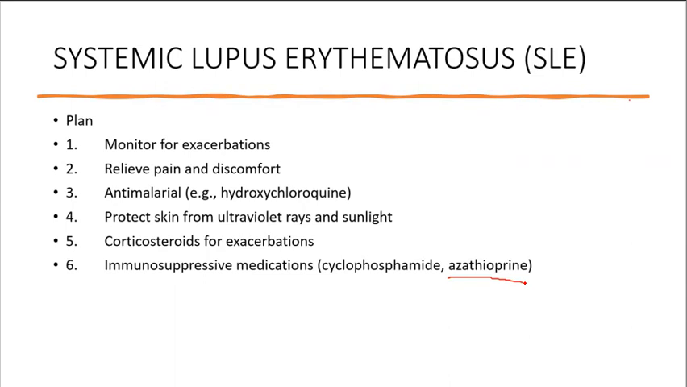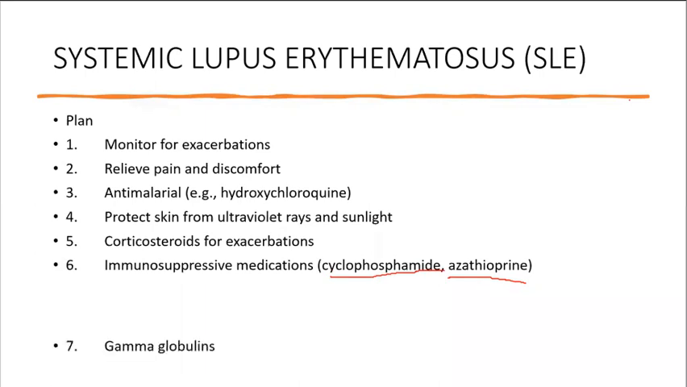Again, remember, when we see some of these immunosuppressive medications on the NCLEX, you're already thinking about risks for infection because we said it depresses their immune system, it depresses the bone marrow, and that could put your client at risk for infection. Always think about that when you see your cyclophosphamide on the NCLEX or your azathioprine.